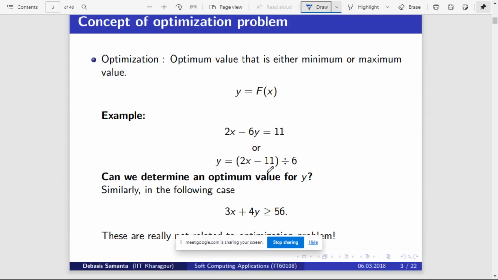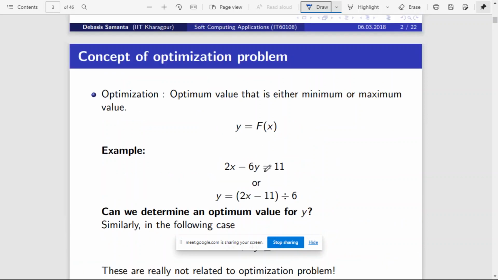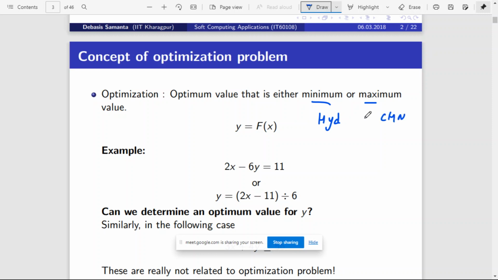Basically, in any optimization problem you will be expected to find the maximum or the minimum value. That depends on the type of the problem. For example, if you want to find the distance between two locations, say Hyderabad to Chennai, multiple paths are available. This is one path, path 1. This is another path, path 2. This is another path, path 3.